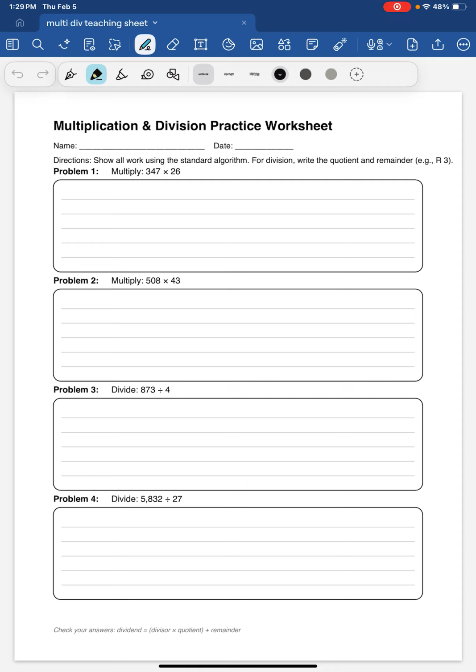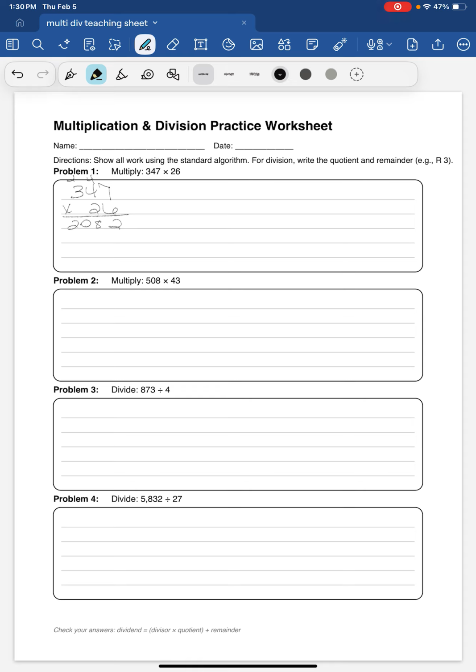So you have 347 times 26. 347 is called your multiplicand, and 26 is your multiplier. So you make sure that you set it up like that, where everything is lined up in its proper place. And then you multiply. You have 6 times 7, which is 42. So then you have to carry your 4 up here. 6 times 4 is 24, plus 4 more would give you 28. Carry your 2 here. 6 times 3 is 18, 19, 20.